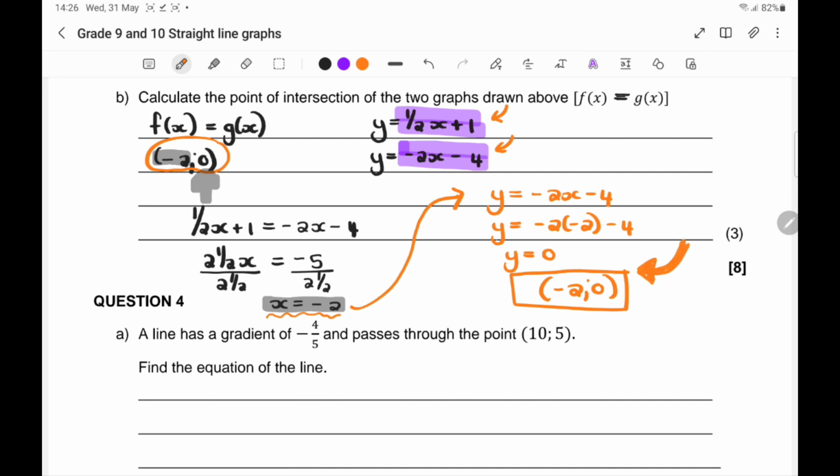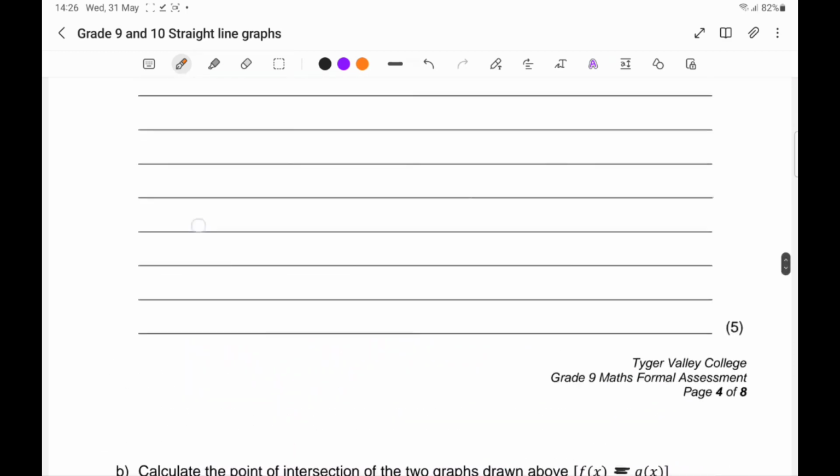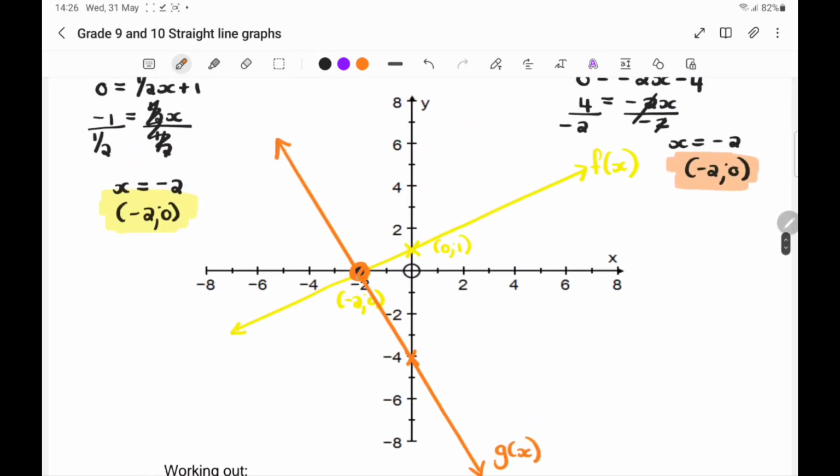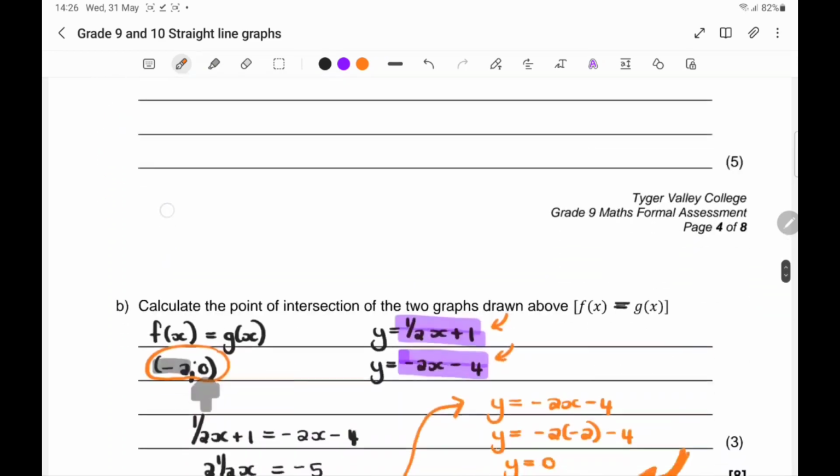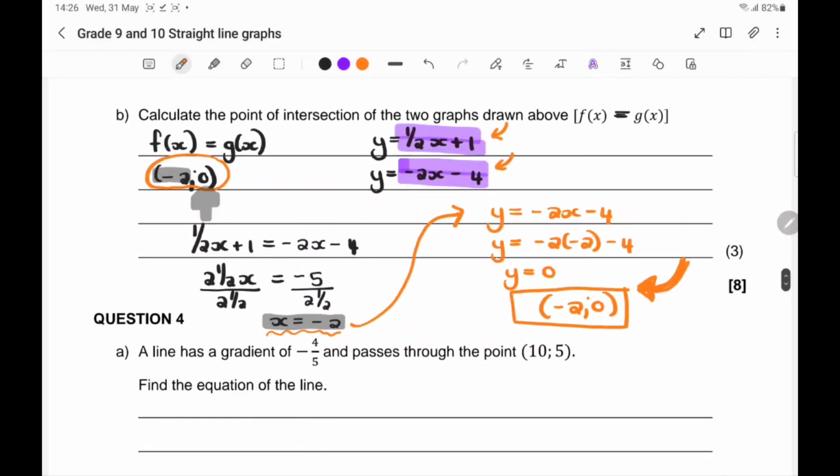Okay, so that's a way of explaining how you get to it. But if you can read it off, then you can see it's over there. But if you can't read it off or it's not clear, then you equal the two graphs to each other, get the x part, replace it into either one of the equations that you're working with to get the y part, and then you put the two together as your coordinate of the point of intersection.